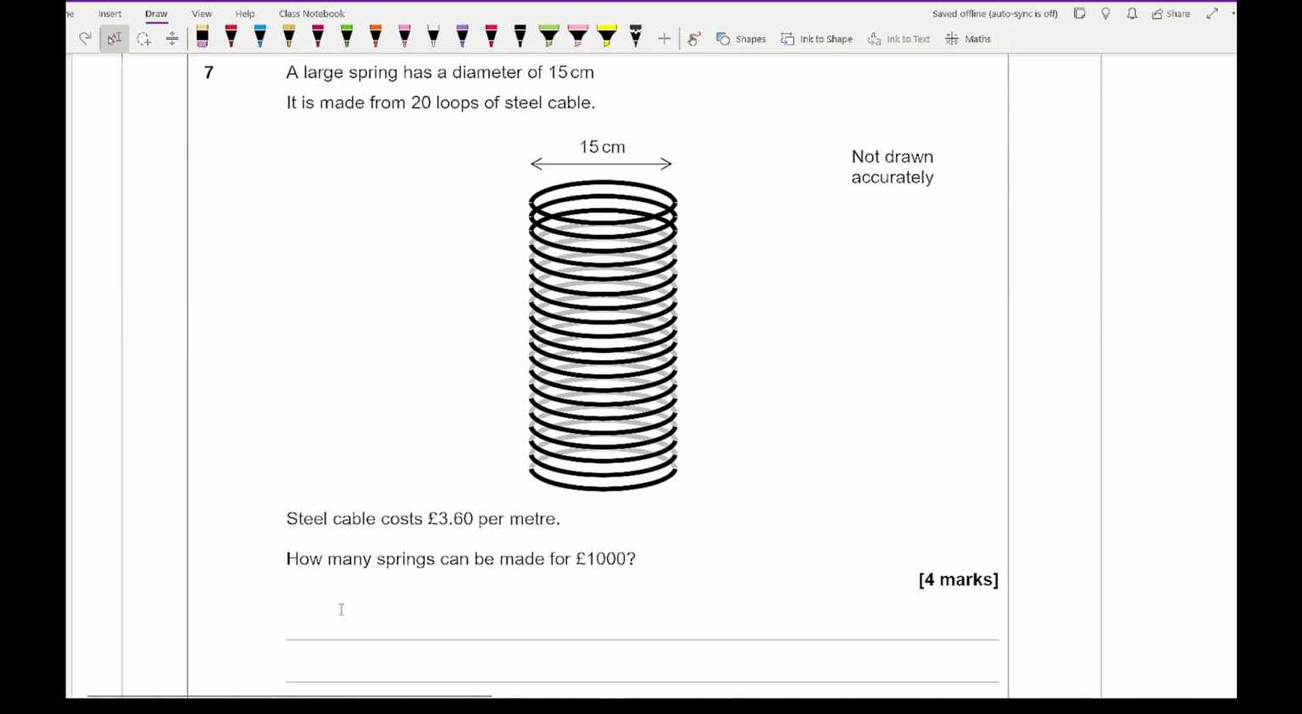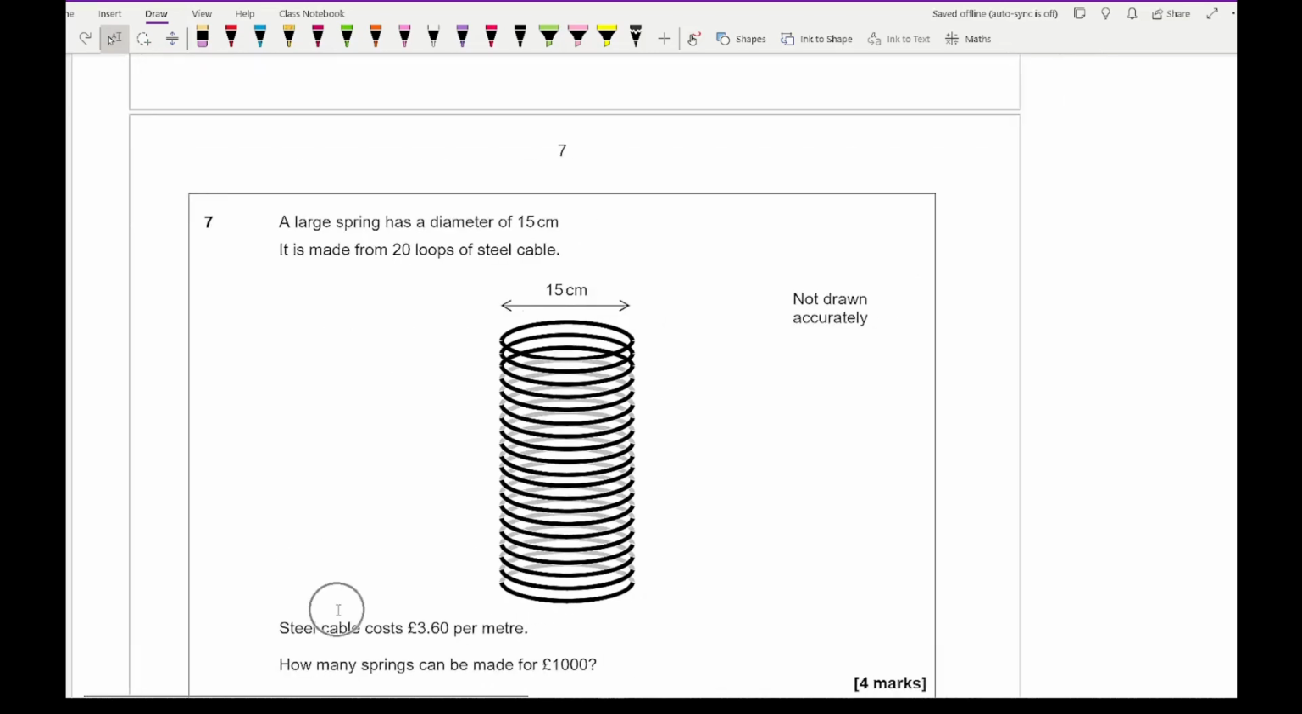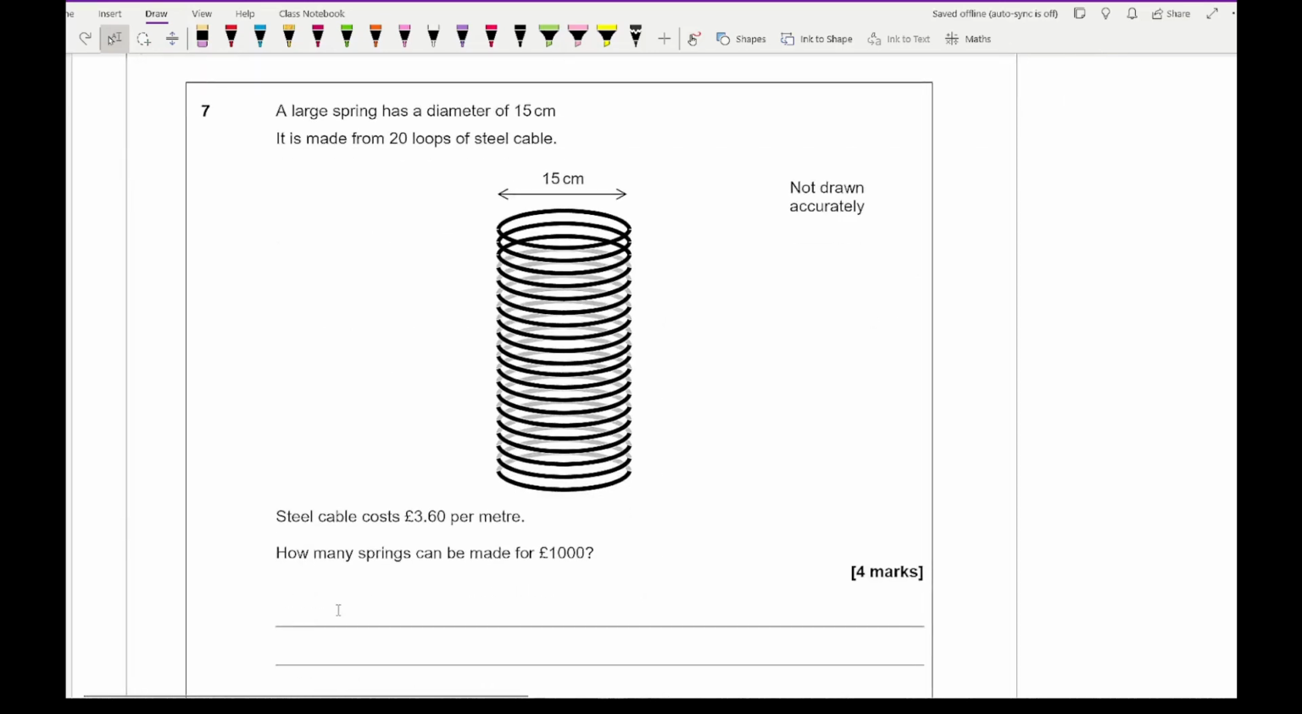Then moving on to question 7, it says that a large spring has a diameter of 15 centimeters. It is made from 20 hoops of steel cable. Steel cable costs £3.60 per metre. How many springs can be made from £1,000? So first of all, let's work out the circumference of the hoop.